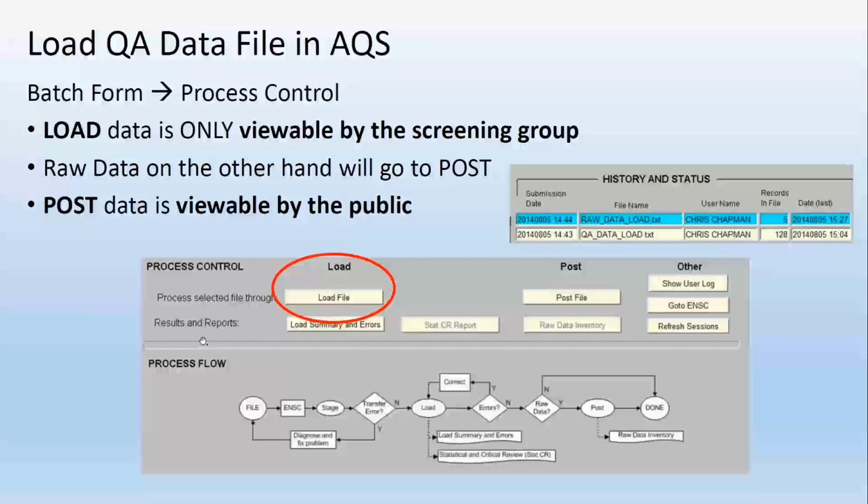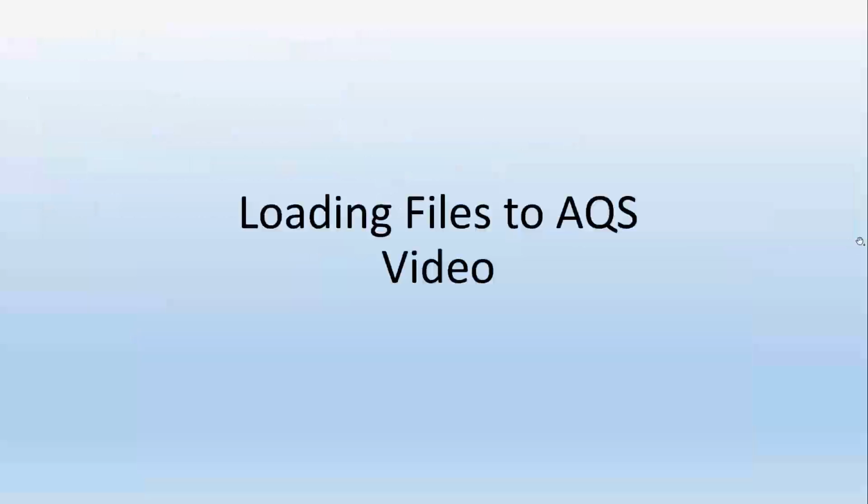So hopefully you just got a quick idea of how to load QA data to AQS, but just remember that the loaded data is only viewable by the screening group. In this case, it would be your tribal staff that has AQS access. Raw data, on the other hand, will go to post, and post data is viewable by the public or anyone who has AQS access. So I'll play a quick short video on loading files to AQS in the remaining time here.